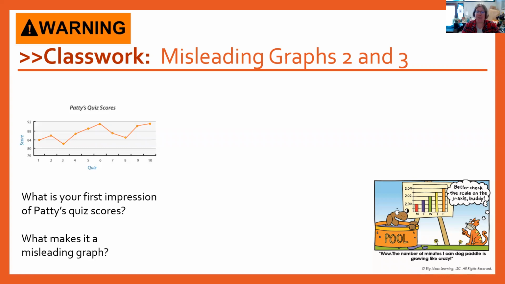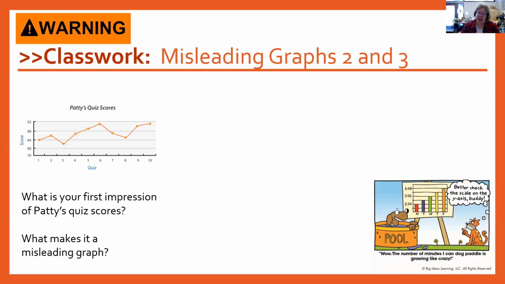All right, so hopefully you paused that and gave that a try. The first question says, what is your first impression of Patty's quiz score? So this is without looking at the numbers, just looking at what the line itself is doing. What would you guess is going on? When I first look at this, I see the first part of the graph is kind of dead center on that vertical axis. So it looks like she's getting C's, maybe B's, that she got up to an A, dropped down close to a C again, and then started back up. That would be my guess by looking at that.